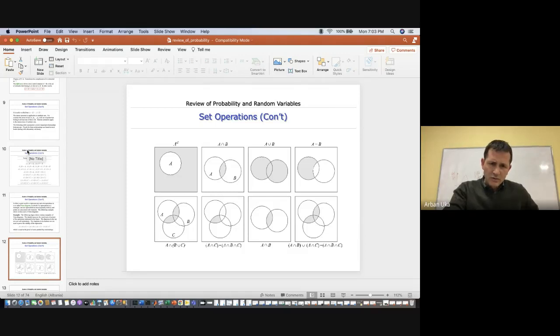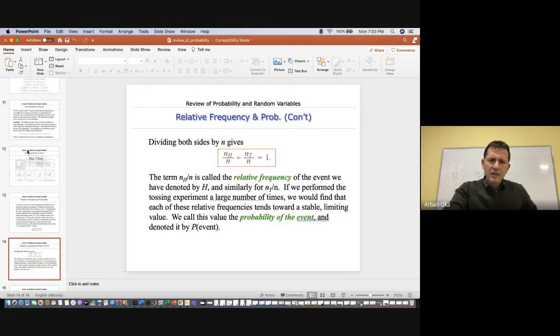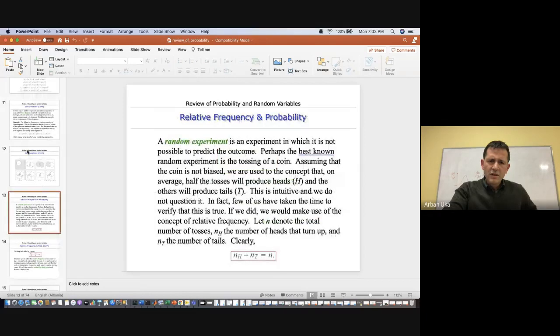We also have A intersection with B union C, which is the first column in the bottom row. And you can go over these. Now we talk about random experiments, when we try to produce random data sets. And in this case, we always give the example of heads and tails.